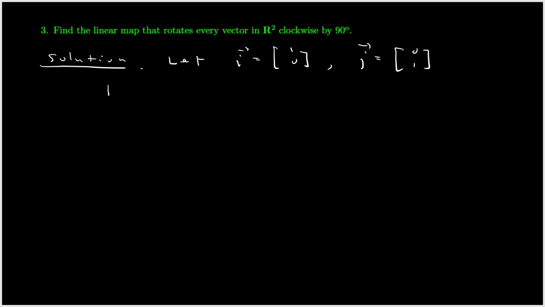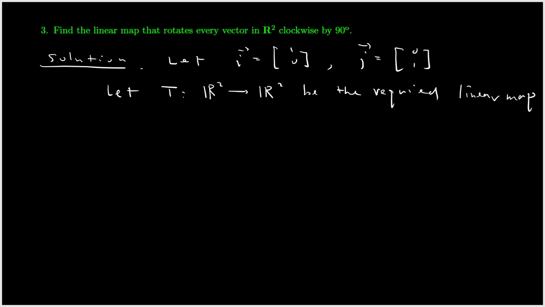So maybe I'm going to use a notation to denote the linear map I'm looking for. So maybe let T, of course, T is from R2 to R2, be the required linear map. By that I mean T rotates every vector in R2 clockwise by 90 degrees.